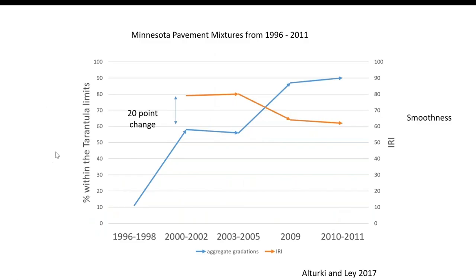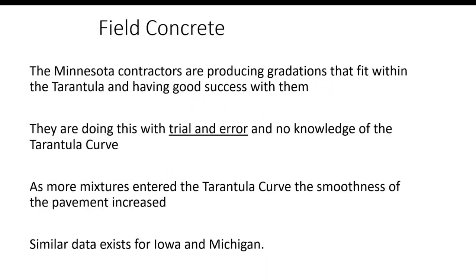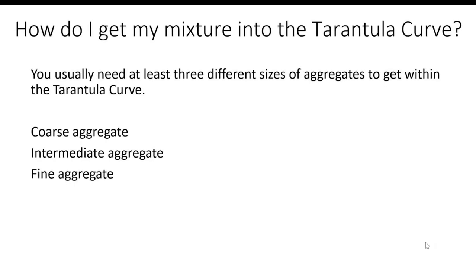Now, if we also plot the percentage of the mixtures within the tarantula curve against the smoothness, we can see here's where not very many, and things get better and better. The smoothness of their pavements got better and better as more of their mixtures got inside the tarantula curve. So Minnesota contractors are producing gradations that are within the tarantula curve. They're having good success with them. They're doing this by trial and error, with no knowledge of the curve. And as more mixtures are entering the tarantula curve, the smoothness of the pavement is improving. I've got similar data for Iowa and Michigan, but it all looks about the same.